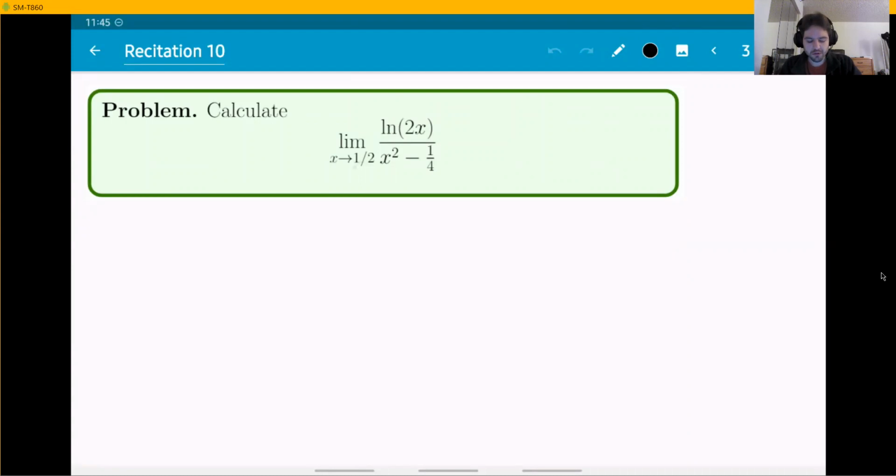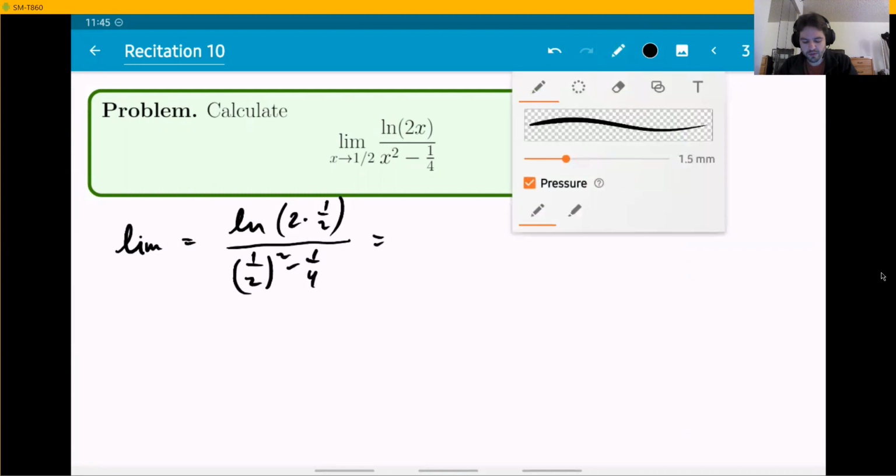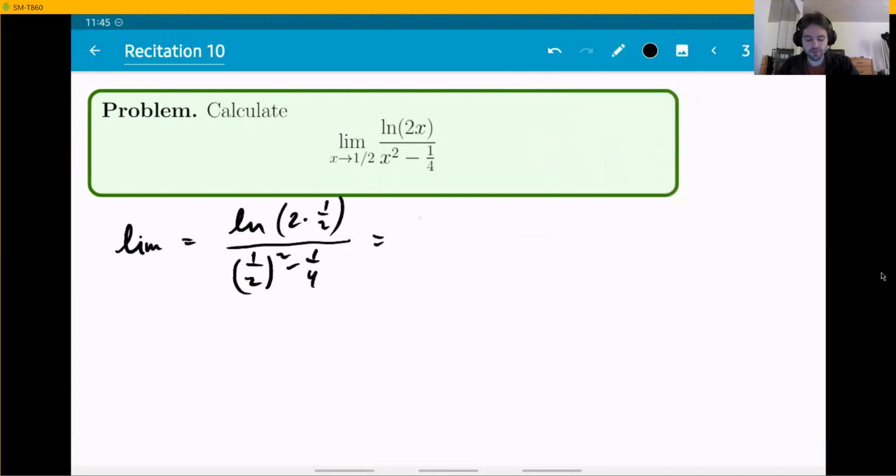So the limit is x going to 1/2, and you have ln of 2x divided by x squared minus 4. So writing this very informally, if you try to plug in 1/2 into x, what are you going to get? Well, ln of 2 times 1/2 divided by 1/2 squared minus 1 over 4. 2 times 1/2 is 1 inside of the ln. ln of 1 is 0. And downstairs, 1/4 minus 1/4, it is also 0. So 0 over 0, that means you are allowed to apply L'Hopital.